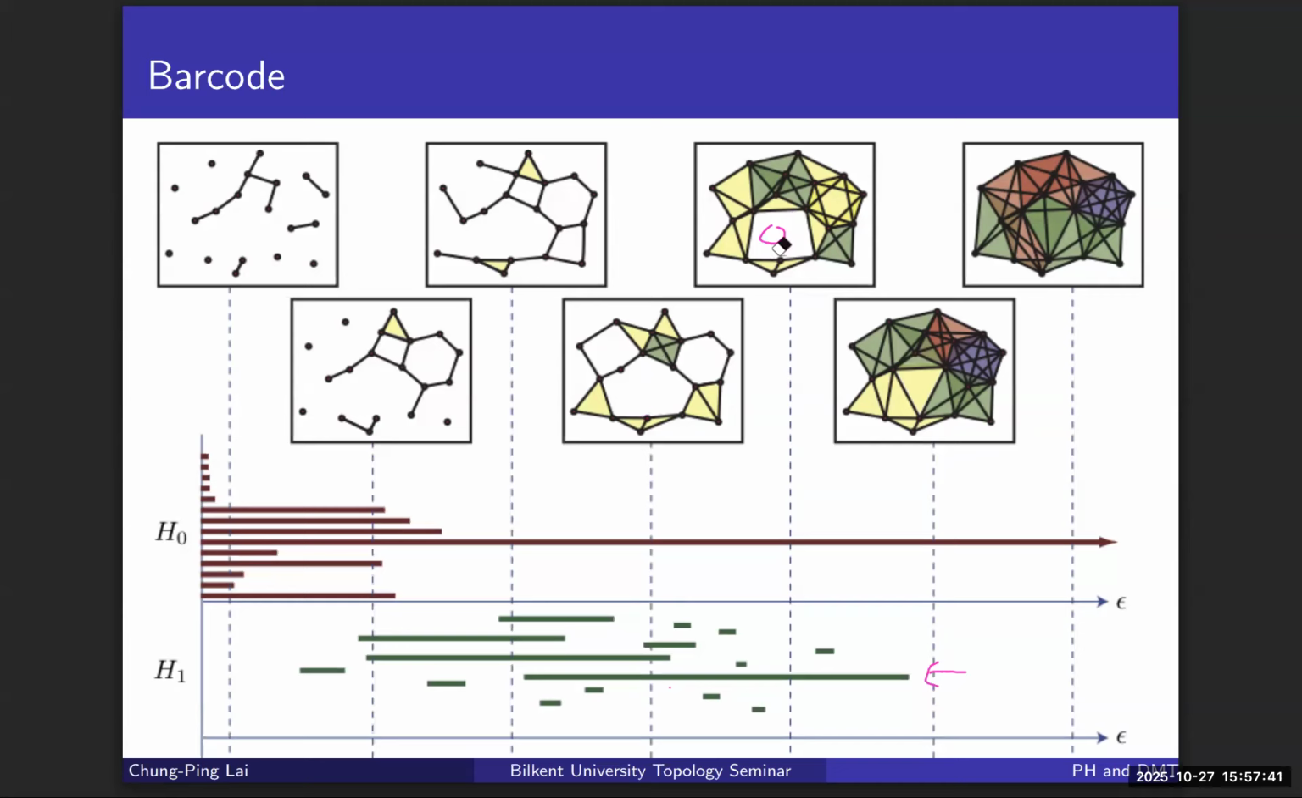And the other feature that persists a long time is this bar here. If we look at what it corresponds to, it really corresponds to this hexagon. So it takes more time. This hexagon exists among the frames that we have drawn out. This hexagon cycle exists for 3 frames.